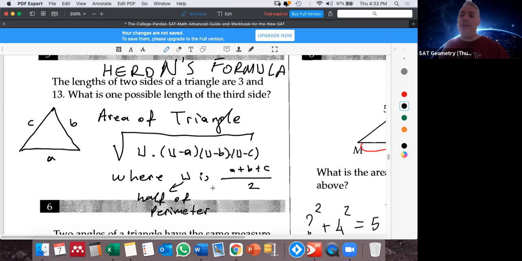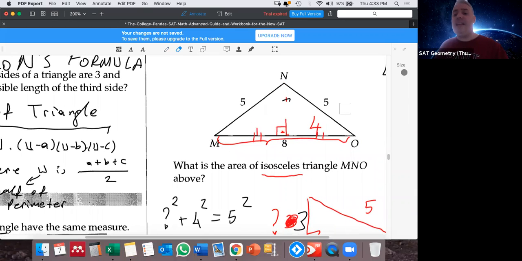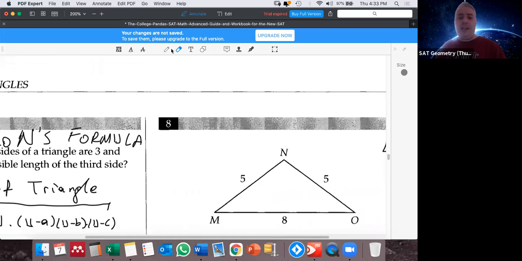Now let us apply this rule here for this question as a second solution way. Can you tell me what is u? It's the perimeter over 2, which is 5 plus 5 plus 8 over 2. So 10, 18, 18 over 2, 9. Is this right? Tell me.